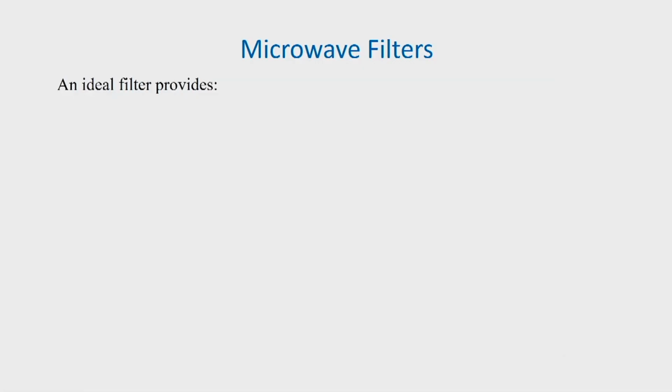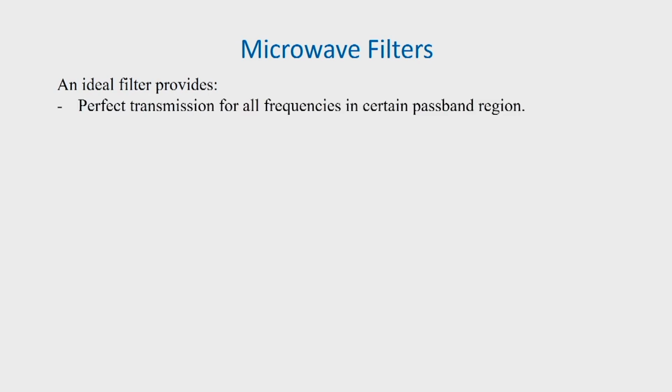In the previous lectures, we discussed the power dividers and directional couplers. In this lecture, we discuss microwave filters. An ideal filter provides perfect transmission for all frequencies in a certain passband region and infinite attenuation in the stopband region.